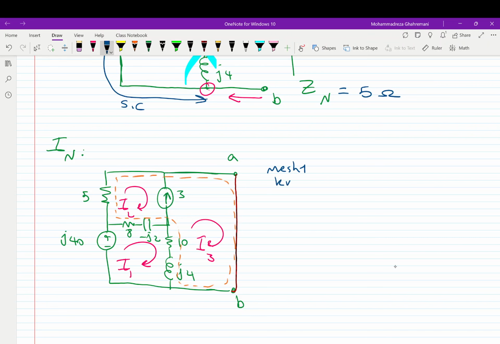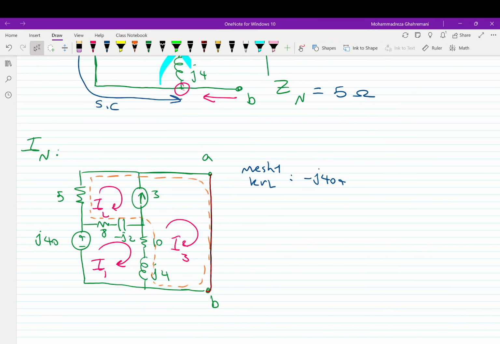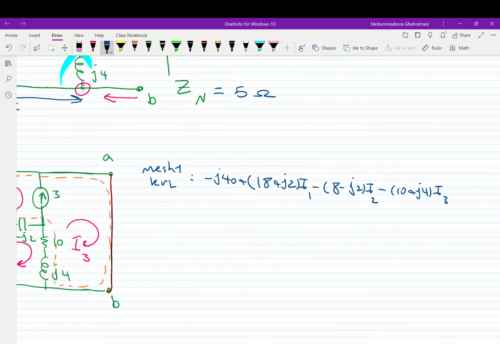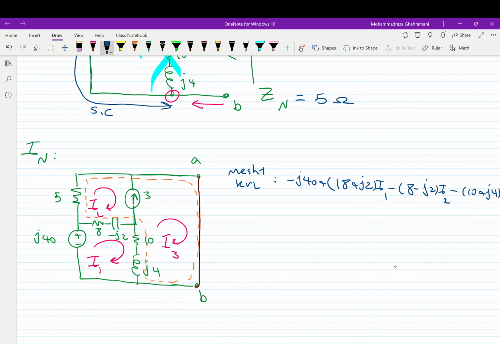Mesh 1 KVL, we will have negative J40 plus (18 plus J2) I1 minus (8 minus J2) I2 minus (10 plus J4) I3 equals 0.